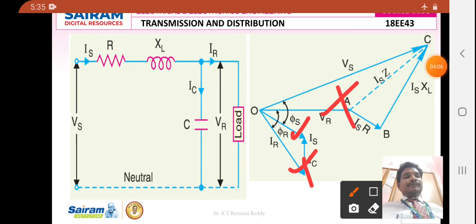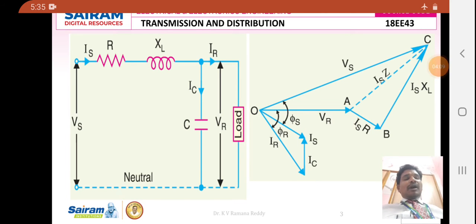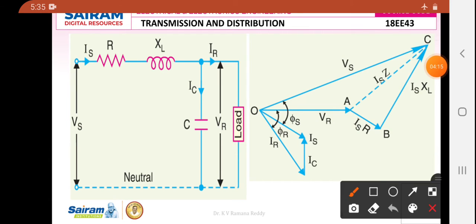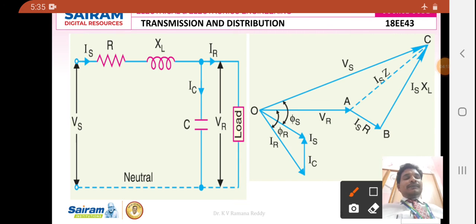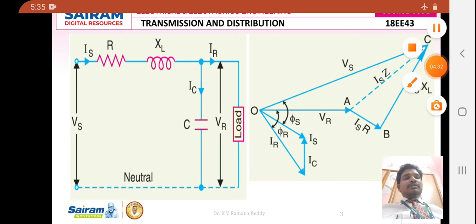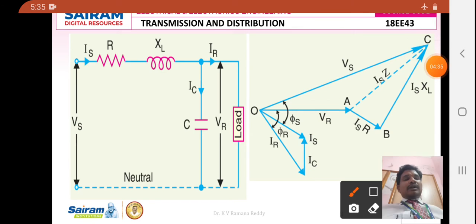And again, among the three currents, the sending end current, the receiving end current, and the capacitor current, if I want to show the relation between these three currents, here we have taken Ir as the reference current. Then Is and Ir have some phase angle because of the line resistance and line inductive reactance, and with respect to Ir, there is an Ic which is in quadrature to Ir here. So this is the relation between one parameter and another that we notice in this phasor diagram according to the given circuit diagram.